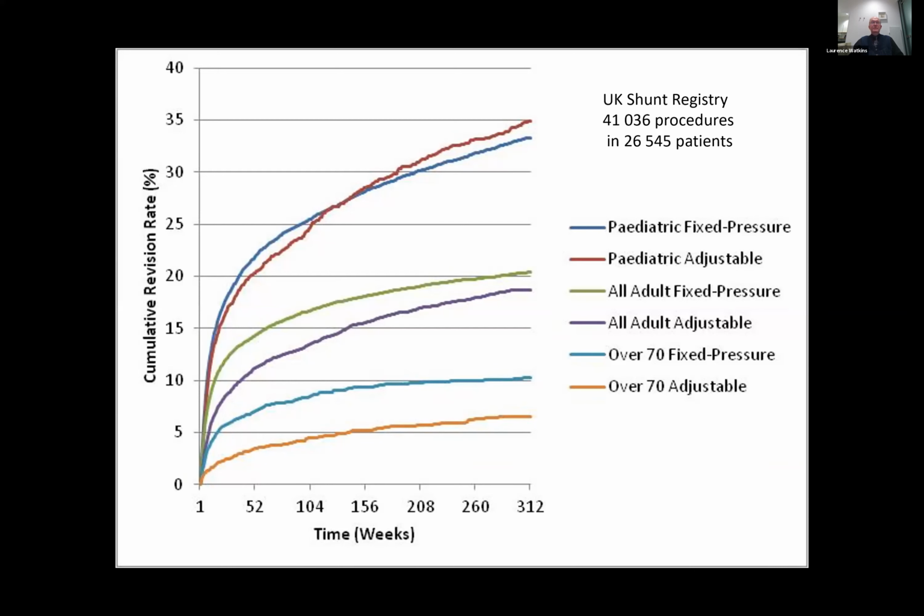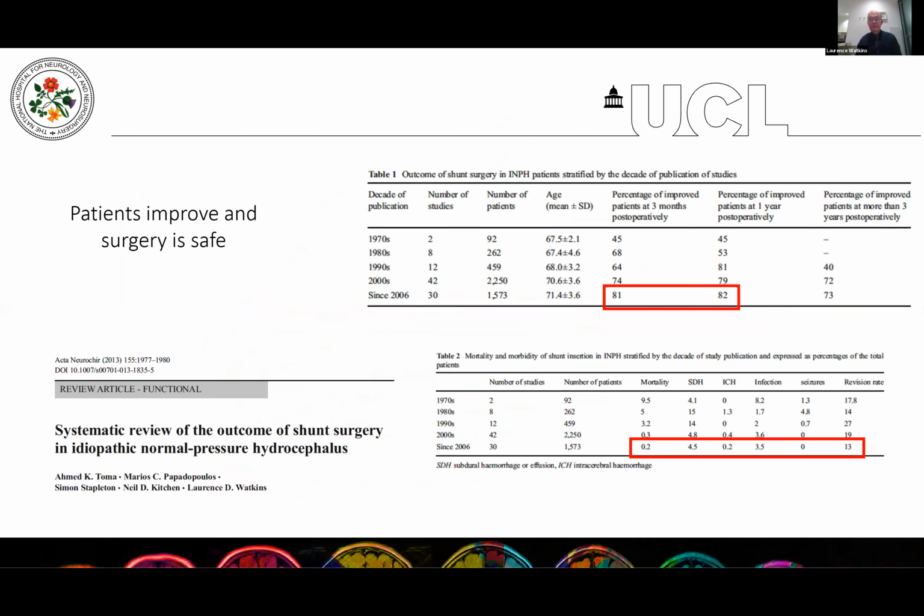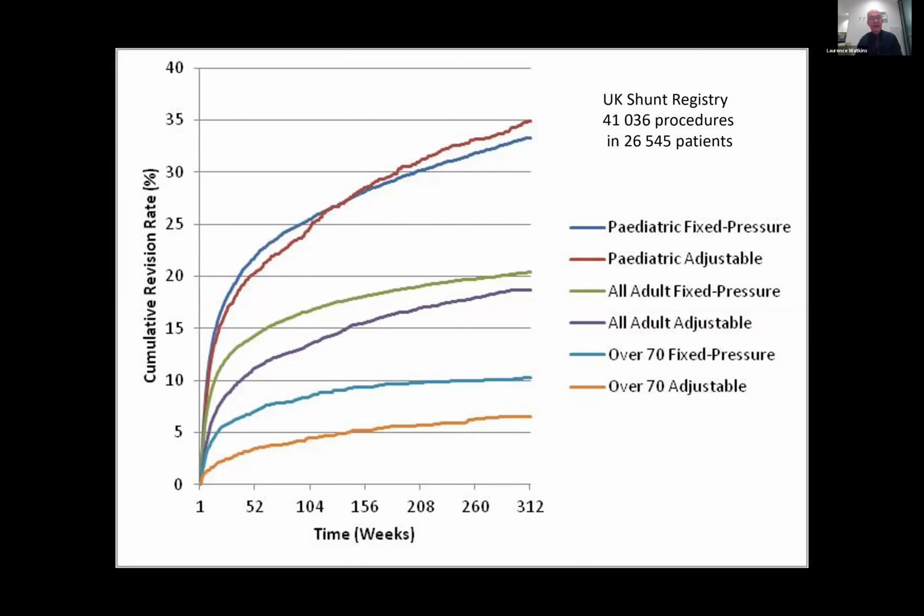And this is data from the UK shunt registry. All of the shunts in the UK go into a shunt registry. So there are tens of thousands of data points in this database now. And this is a number of patients who are being operated on and how often they get reoperated on. And you can see the younger patients up here, the pediatric group, are much more likely to have a reoperation than the elderly, the over 70s. And so there's a lower reoperation rate in the elderly patients.